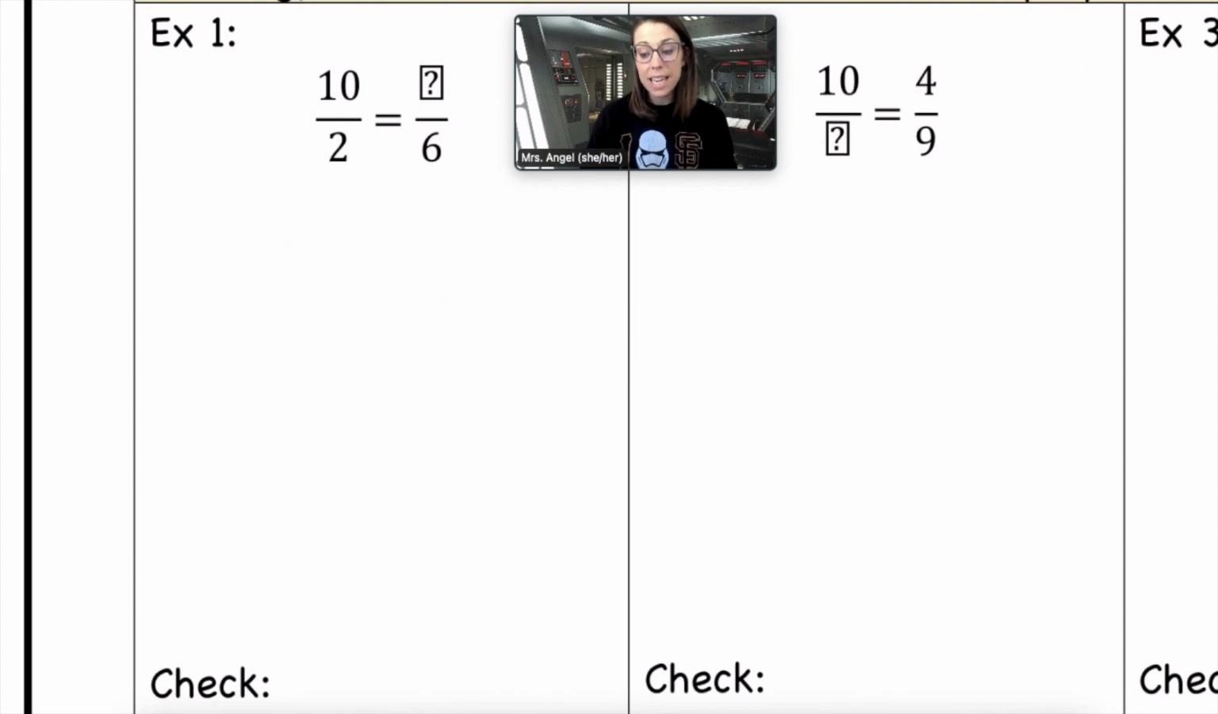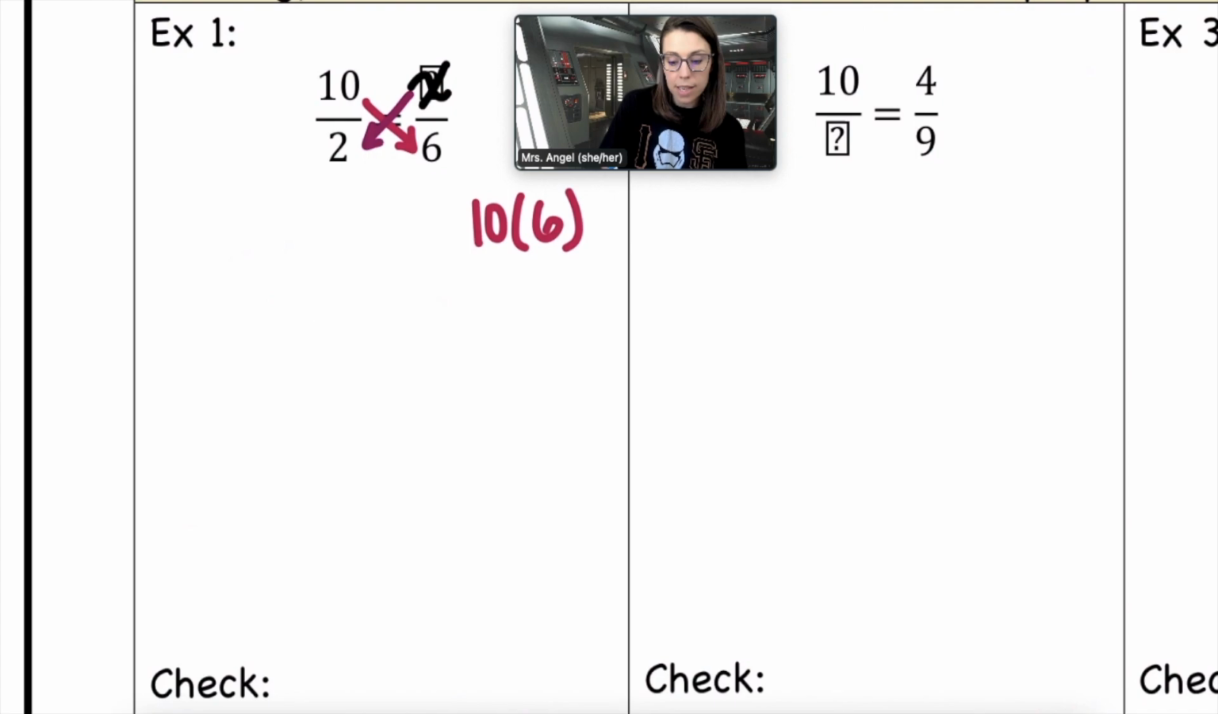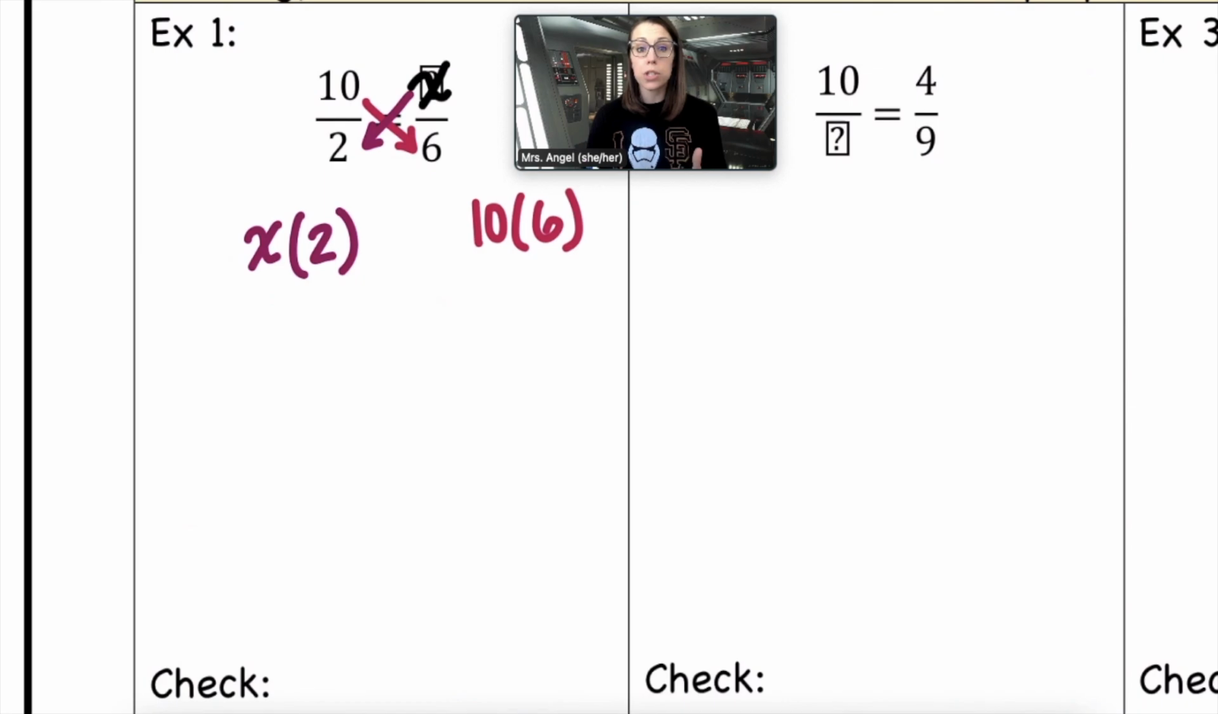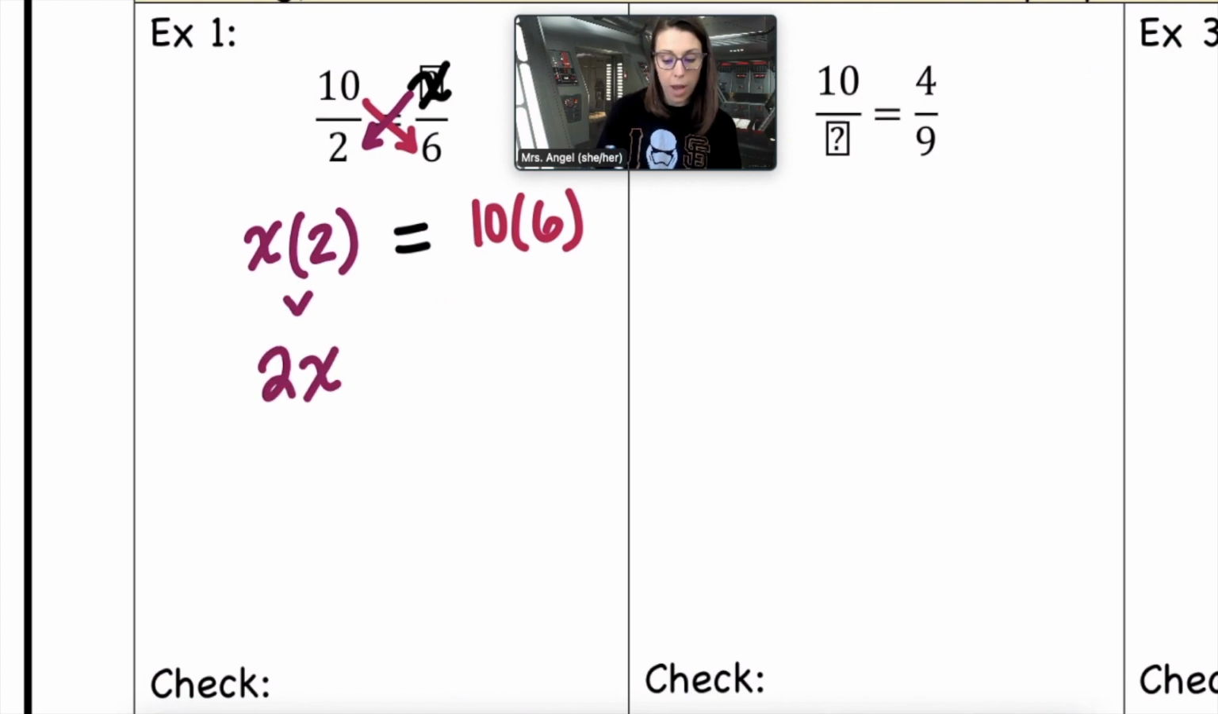All right, it'll make it easier if I replace the unknown question mark with a variable. So I'm just going to replace this with the variable x for now. Let's set up our cross product. Numerator 10 times denominator 6 and numerator x times denominator 2. Now we know that these ratios are proportional. The equal sign was already there, so we're going to bring that equal sign down because if they're proportional, their cross products are equal. Let's simplify. X times 2, we're just going to write that as 2x, and 10 times 6 is 60.